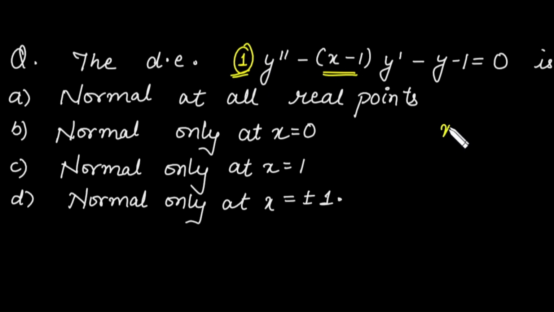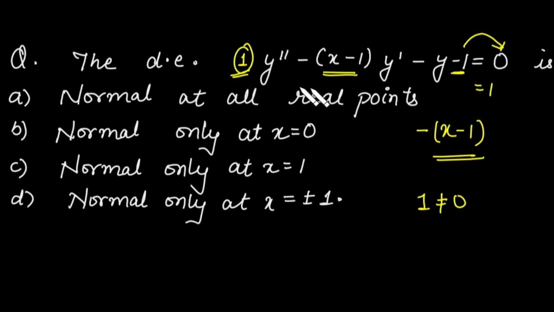What about this one? x minus 1 with a negative sign. Is this function continuous? Yes. There is no need to check whether this is getting 0, because we just need to figure out the highest order derivative coefficient, that is 1, and it can never be equal to 0. Next, the coefficient of y is minus 1. Again it is continuous. And this is the non-homogeneous function. On the right hand side, we have 1, so this function is always continuous. So we can say that this differential equation is normal for every real number.